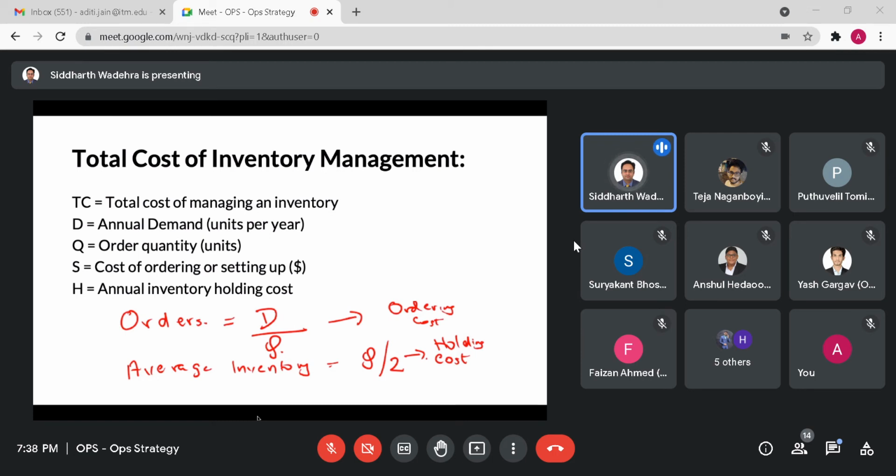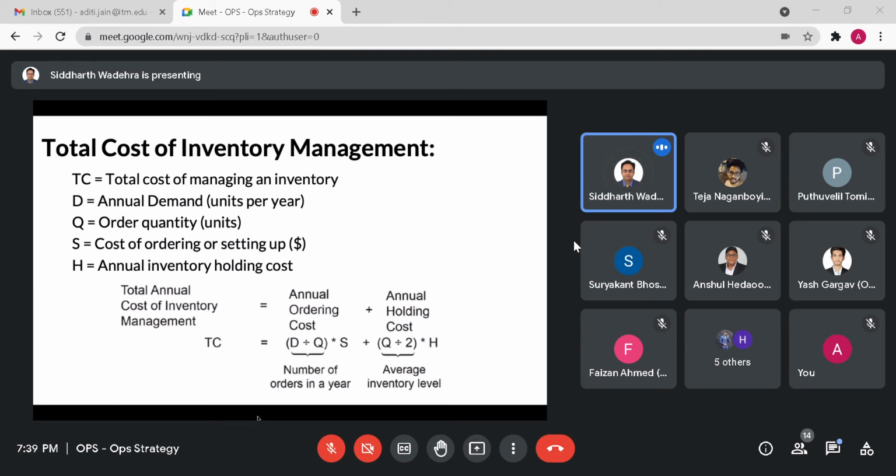Now, on the other hand, you need your holding cost. Your holding cost is going to be determined by how much you hold at any point of time. All right. So your average inventory, Q by 2, is going to determine your holding cost. So the ordering cost is going to come from the number of orders. That's one component, and the other component is your holding cost, and that's going to be determined by the average inventory that's being held based on the fact that you're ordering Q at every point of time.